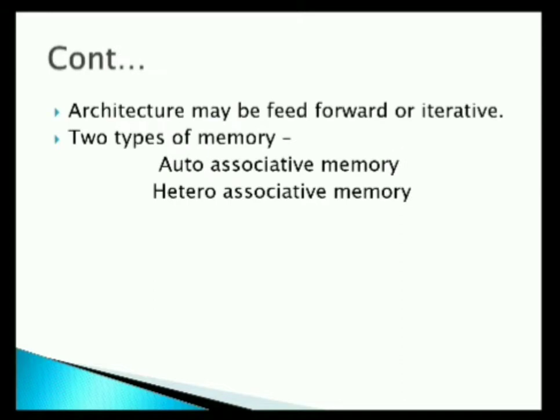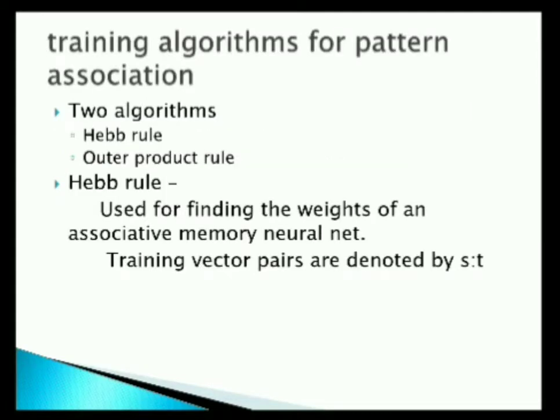Architecture may be a feed forward or iterative one. There are two types of memories. First one is auto-associative memory and second one is heteroassociative memory. For training algorithms, there are two algorithms. First one is Hebb rule and second one is outer product rule. As we saw in the first video section, Hebb rule is used to find the weights of an associative memory neural network. The training vector pairs are denoted by S to T.